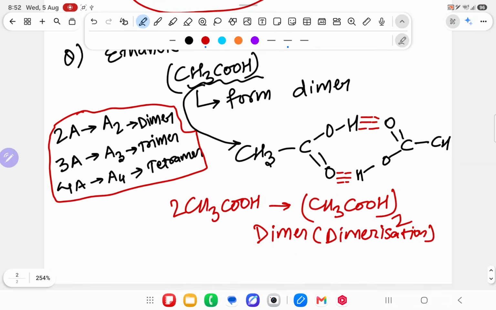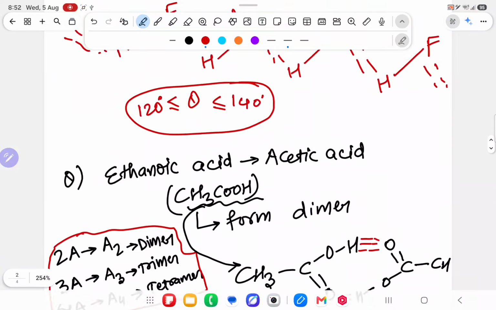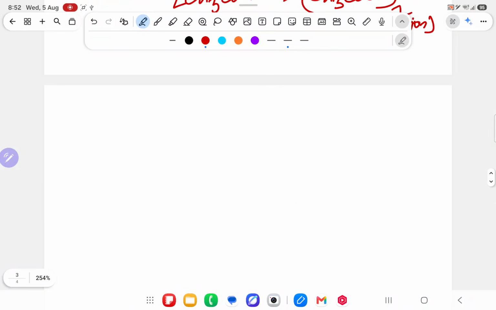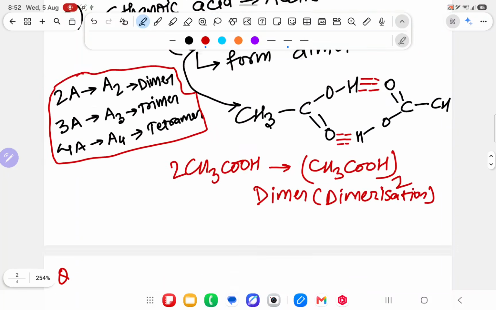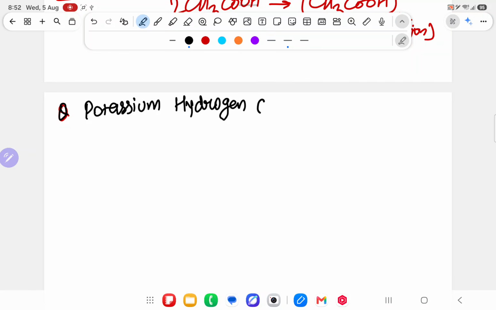How many do we have to study? Some more. And don't worry, what I am saying is a fixed number of examples. More than that you will never see. So just revise each and every example. Next example we have to see is the hydrogen bond in potassium hydrogen carbonate.